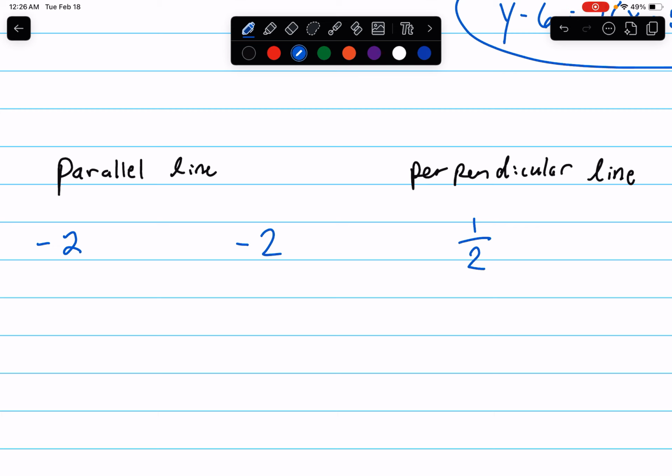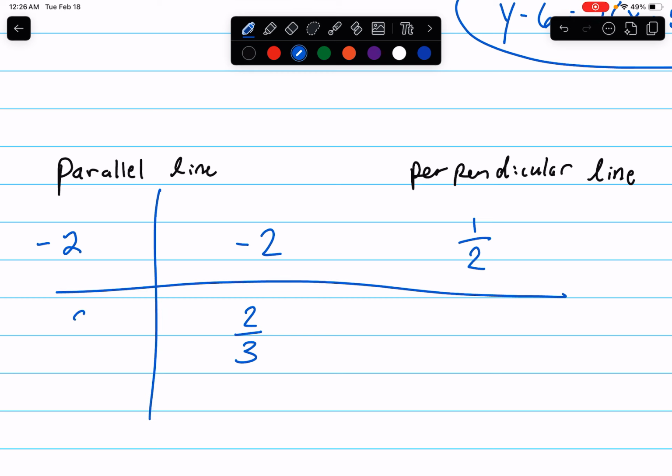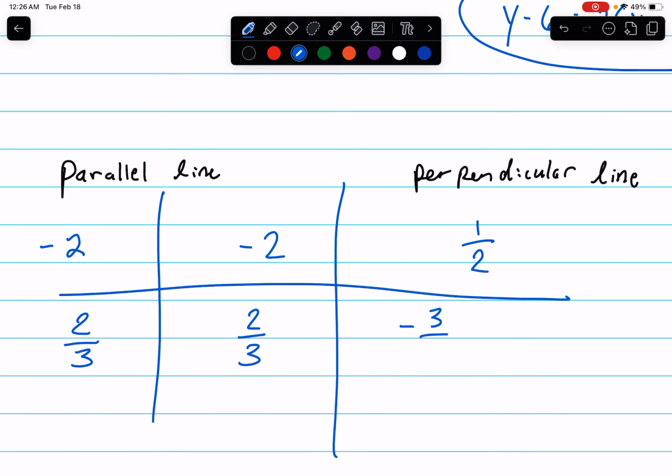So let's say I had a positive 2/3, for example. For a parallel line, that's still 2/3 because it's the same thing. But if we're looking at a perpendicular line, that's your opposite reciprocal. So we start with a positive, now it's going to be a negative, but it's got a flip. So instead of 2/3, it is now 3/2.